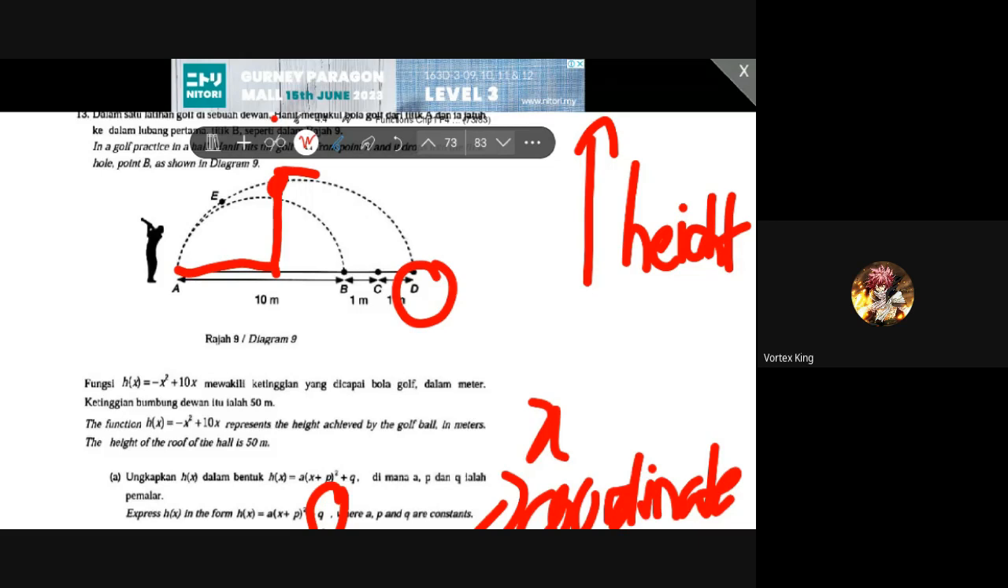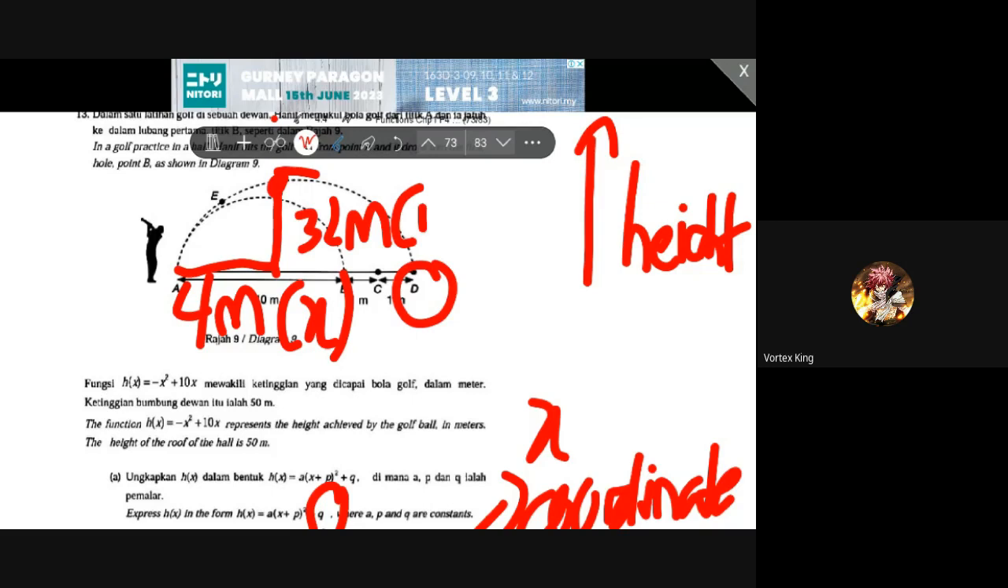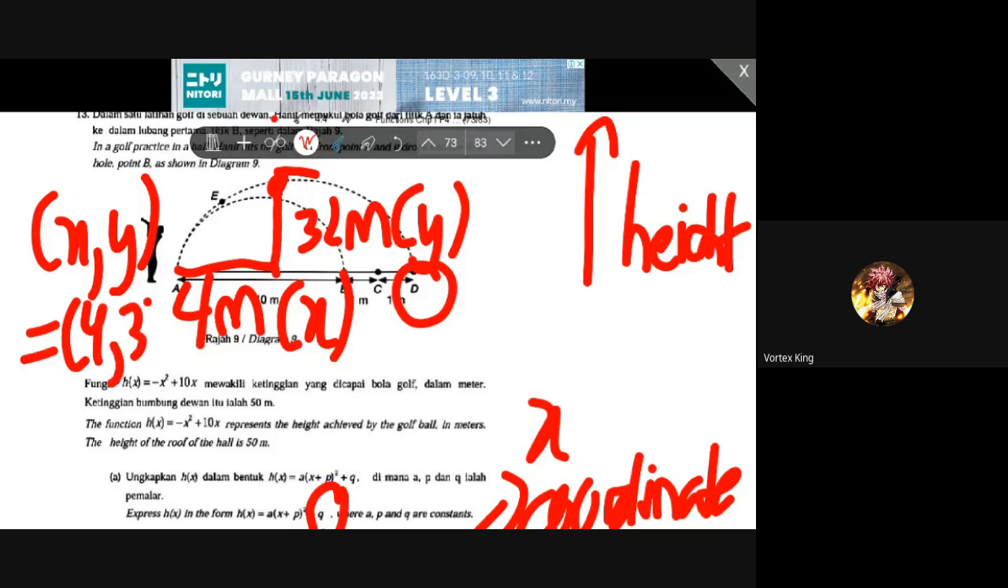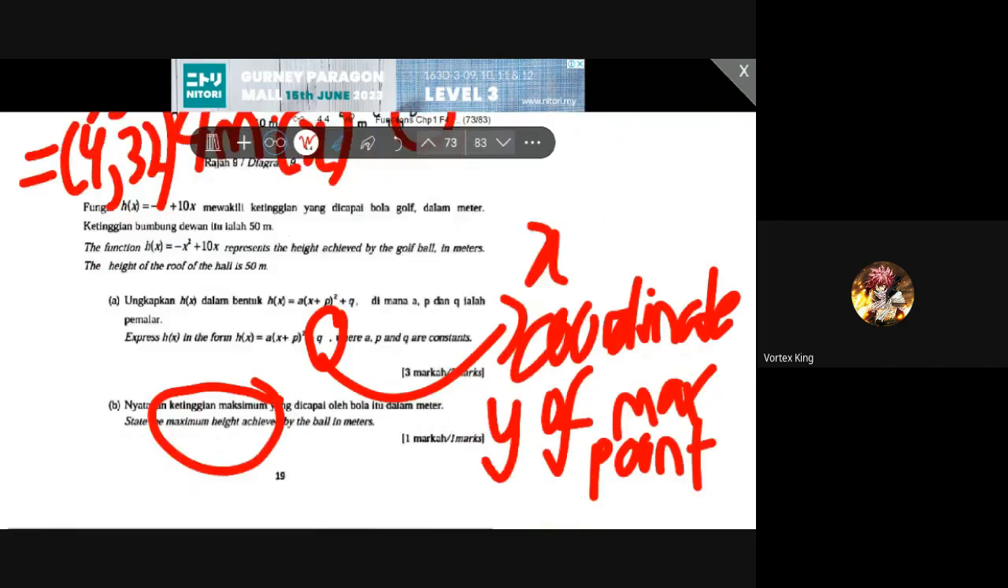Very good, Keda. (4, 32). Bukan 32, 4. You confused. 4 meter to the right, ini paksi X. 32 meter atas, ini paksi Y. Koordinat selalu dalam bentuk XY. Jadi, (4, 32). So, the coordinate on top here is (4, 32). So, boleh faham tak? Macam mana dapat koordinat ni? Yes, very good, Jason. XY. Okay, good. So, sampai sini kita dah interpret.